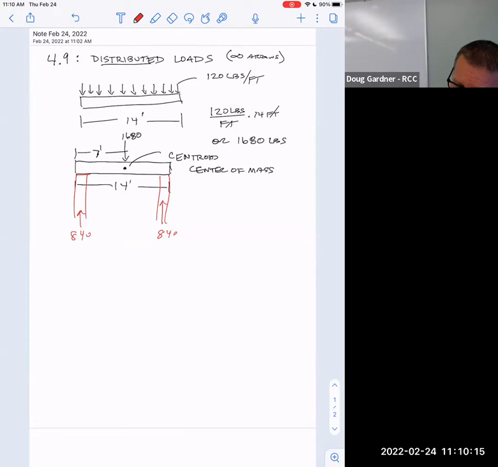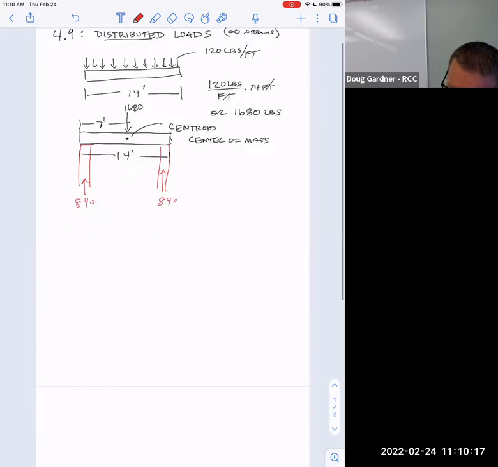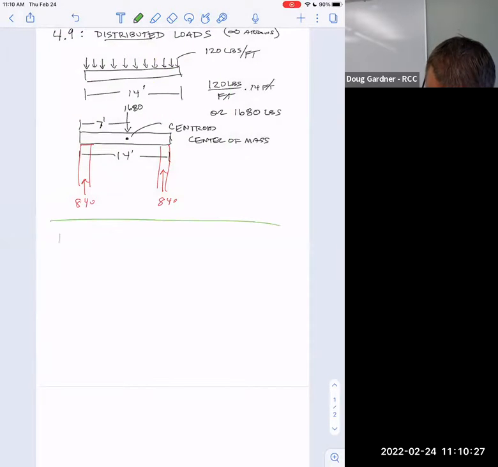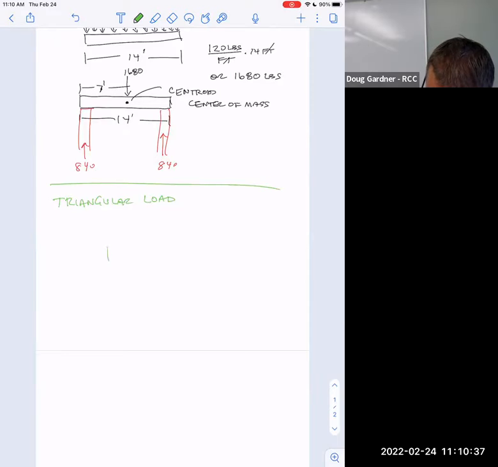But this particular load is ultimately rectangular, and loads are not always rectangular. So let's switch gears and take a look at that. What if the load is triangular? In other words, it looks like this. I still have the same beam, but what if this arrow is this long and the other arrows, though, are not the same length?